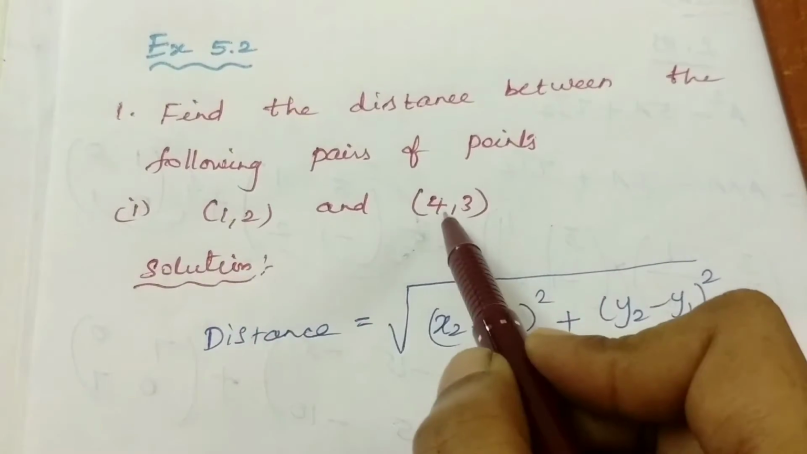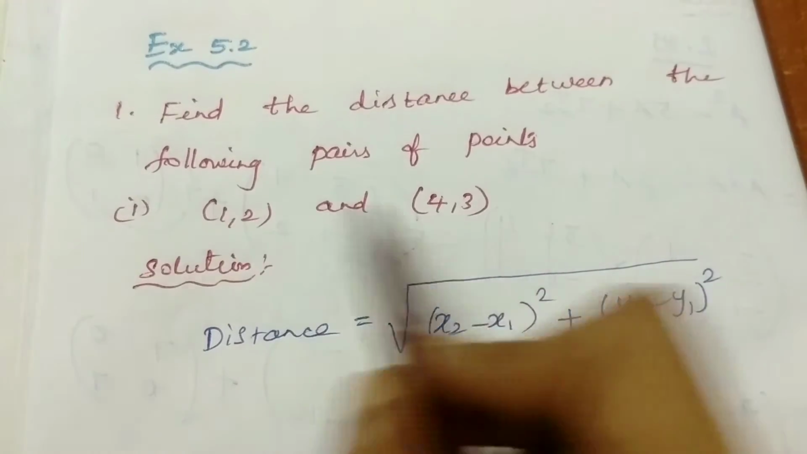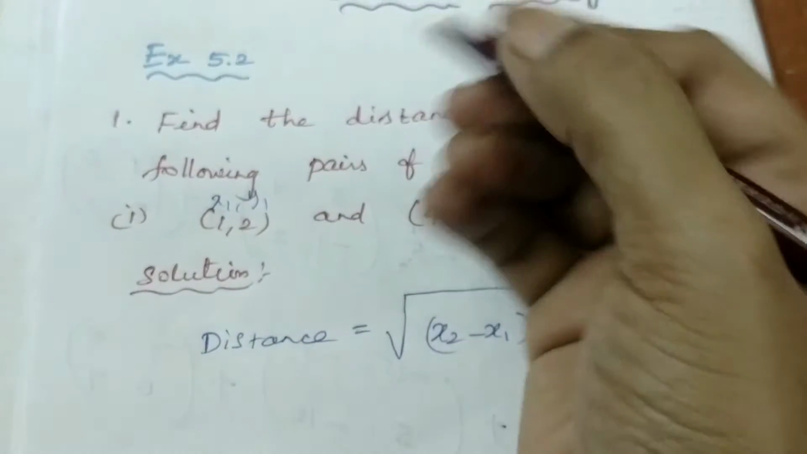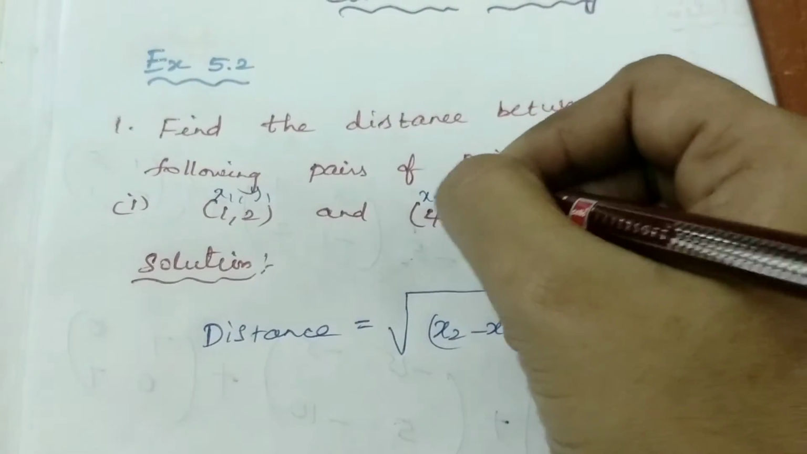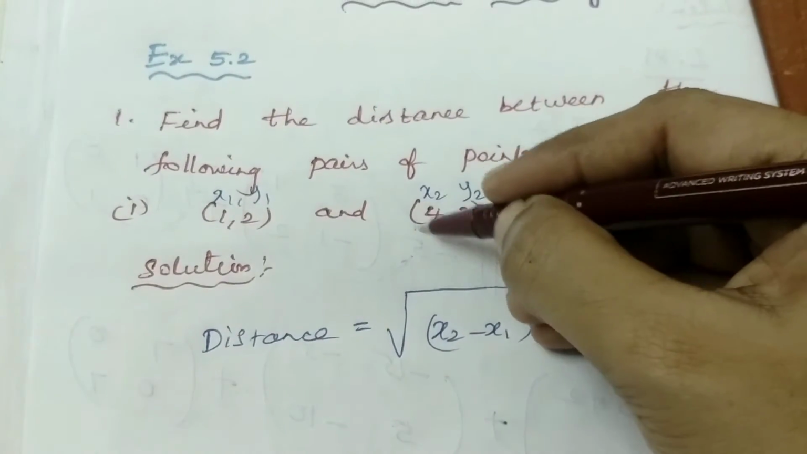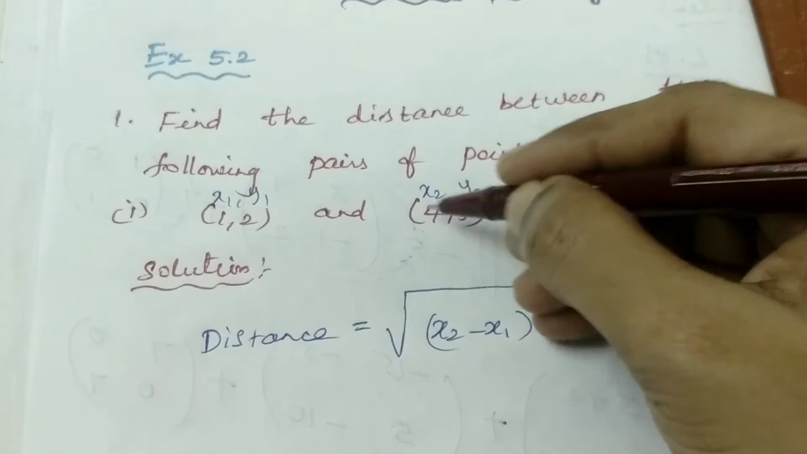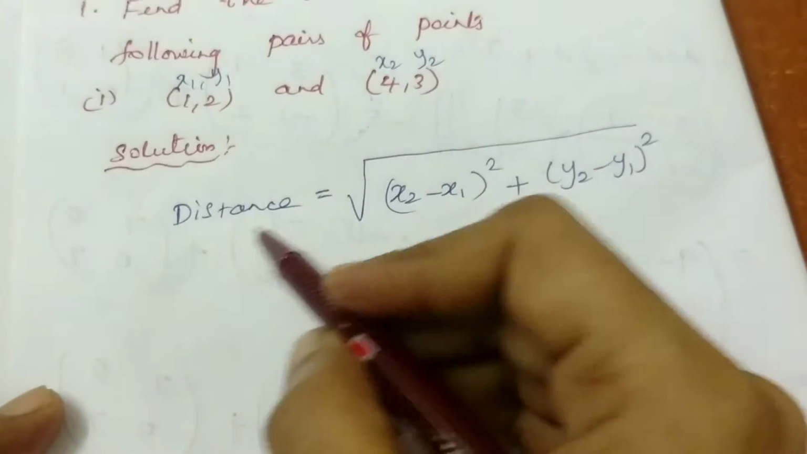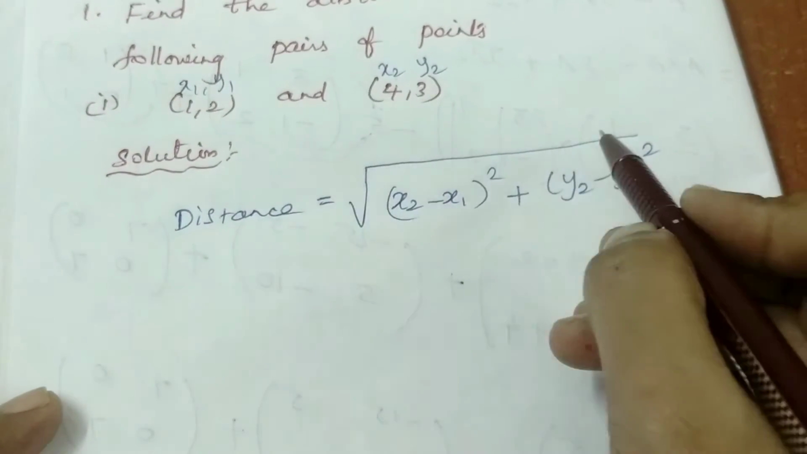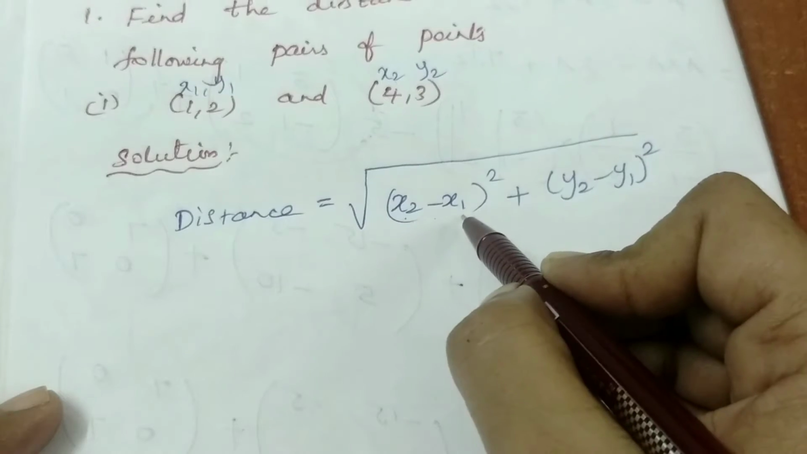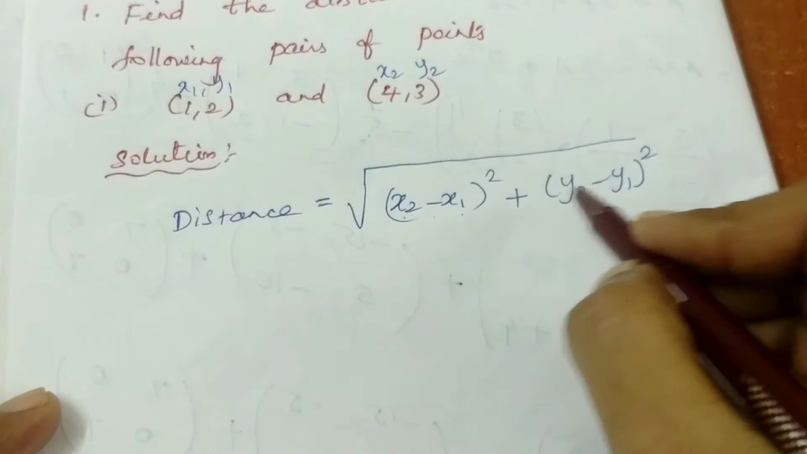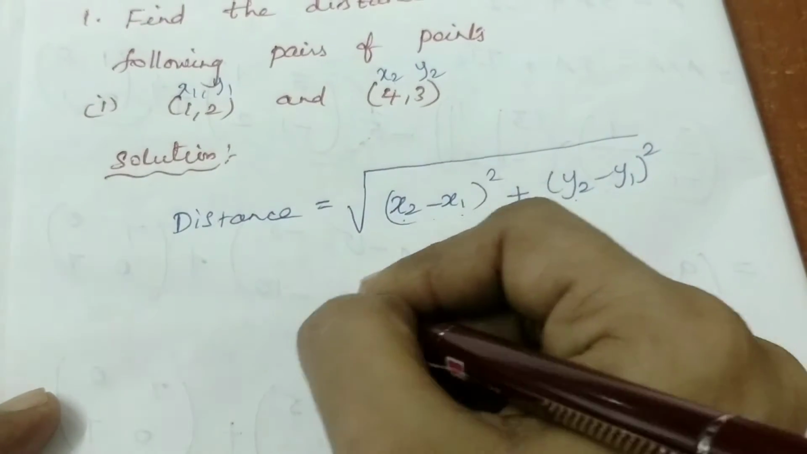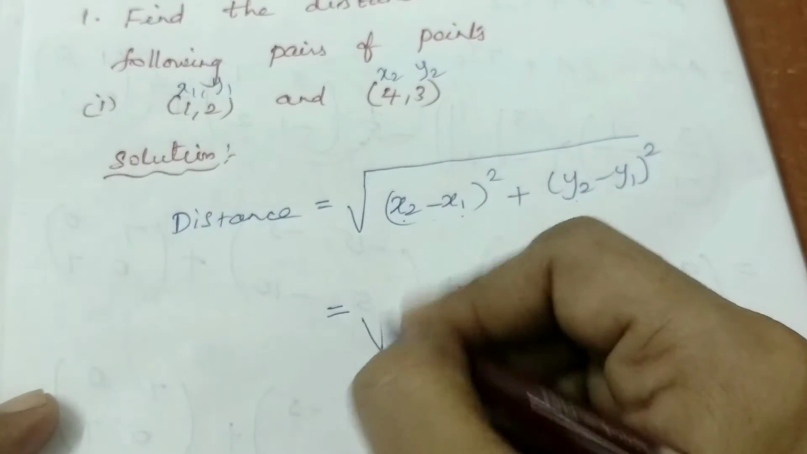Now we are going to find out the distance between these two points. First take this point as x1, y1, and this point as x2, y2. Our first number represents the x distance, the second number represents the y distance. So our distance formula is nothing but square root of (x2 minus x1) the whole square plus (y2 minus y1) the whole square. So substitute all the values in this formula.